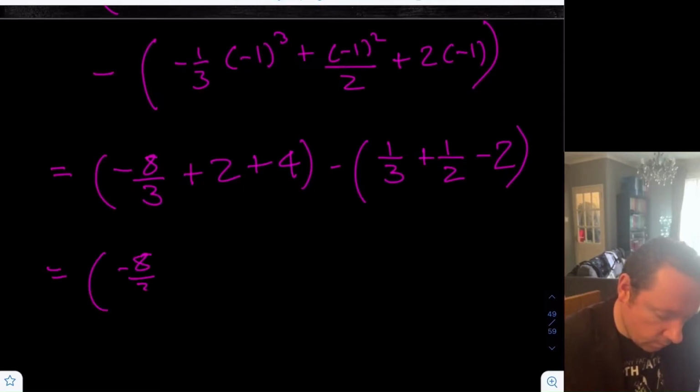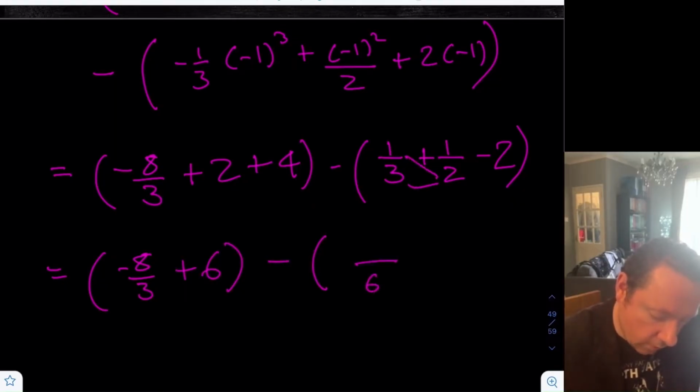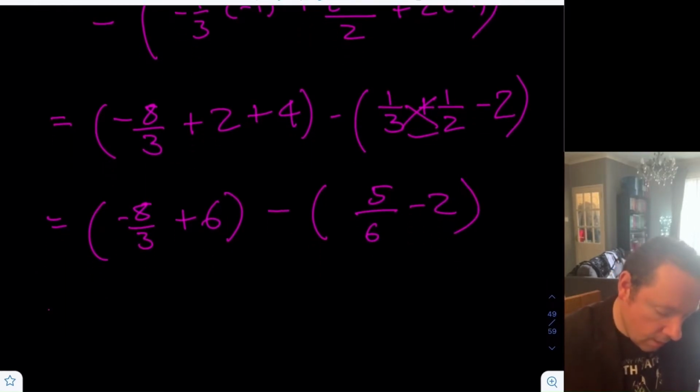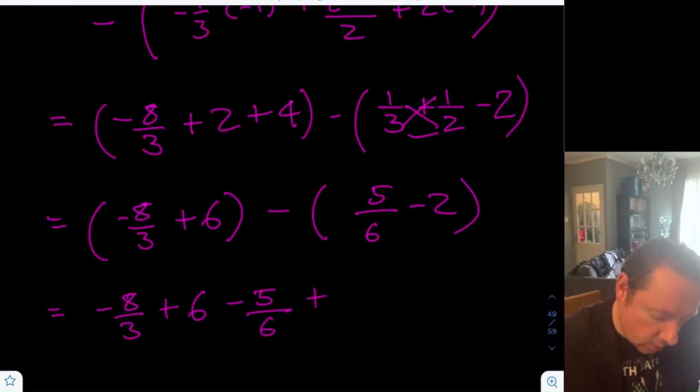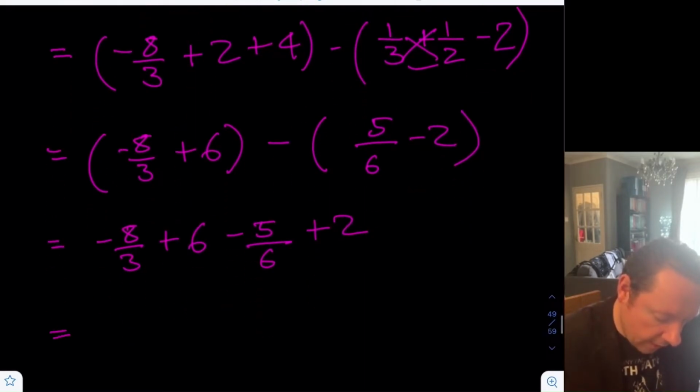-8/3 plus 6 minus, I'll just times them together to get 6. 2 and 3 is 5. So we get this. I will now just take the brackets away. -8/3 plus 6 minus 5/6 minus plus 2. Putting the numbers together, you get 8. And I've got -8/3 and -5/6 to deal with.